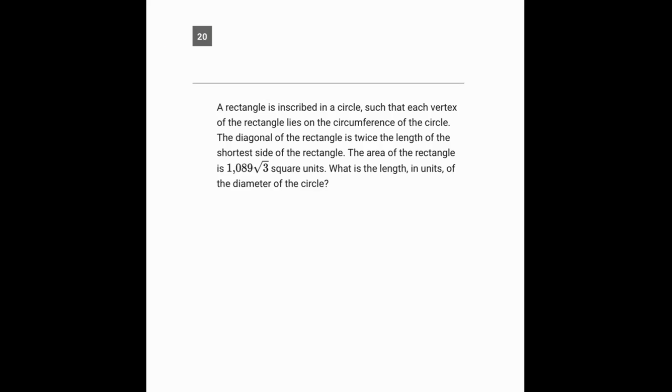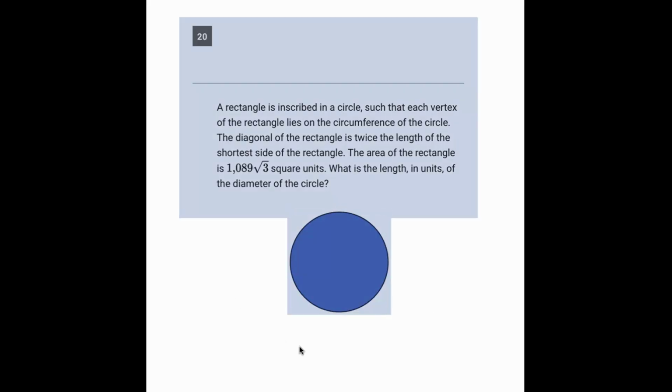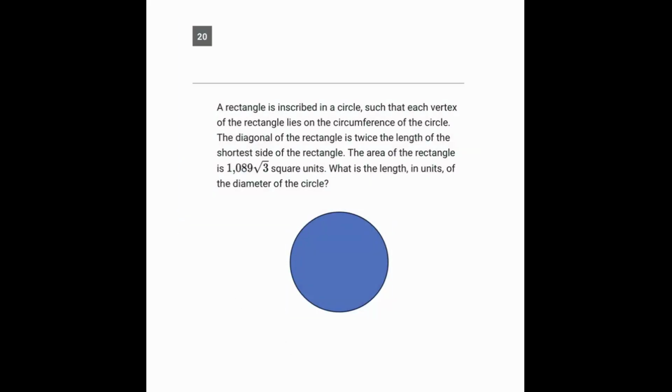Now going over to question 20, here we have a rectangle being inscribed in a circle. So let's imagine that a little. Let's say that this is our circle, and inside of that circle, we have a rectangle. So let's draw that right here. And right now we've got a rectangle inside of our circle.